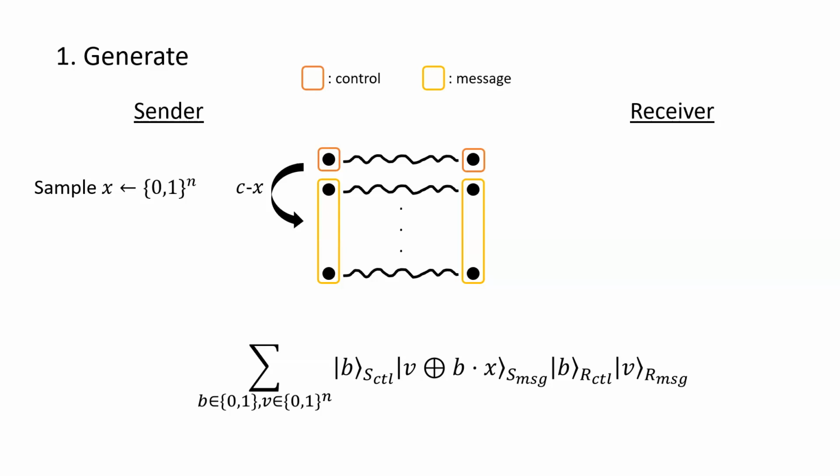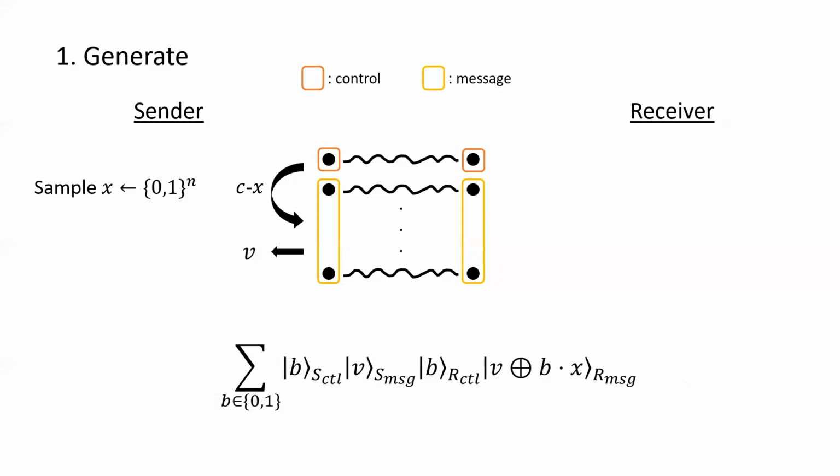And so what that does is basically XORs X into her message register, conditioned on the control register being 1. And now, just by change of variables or symmetry, I can write the state identically like this. And this is useful because now if we have the sender measure her control register or her message register after performing this operation, the joint system basically collapses to just a superposition over 2 different strings, right? So on the receiver's side, they either have V or they have V XOR X.